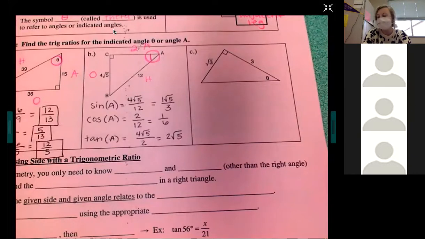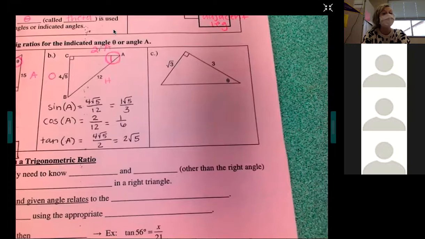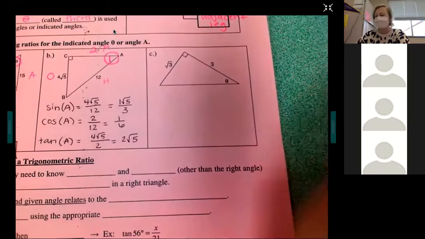Can y'all try C? Everybody can try C? That's a great question. So I had a blonde moment and I realized now why she didn't label AC. I need to go apologize to her later because I was about to be mad. I thought she forgot to label a side. If this is a right triangle, how can you find what C is?